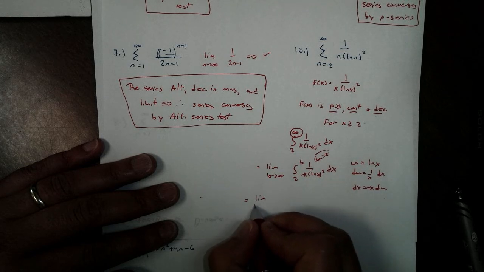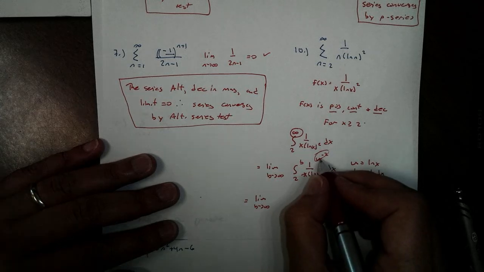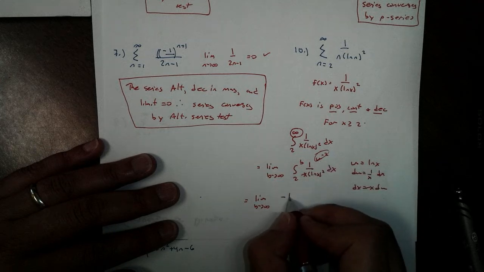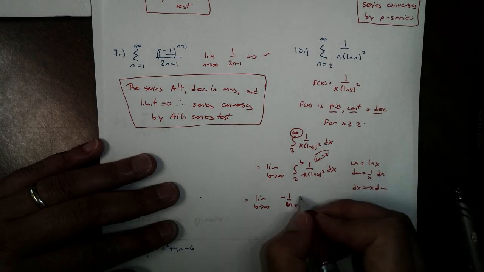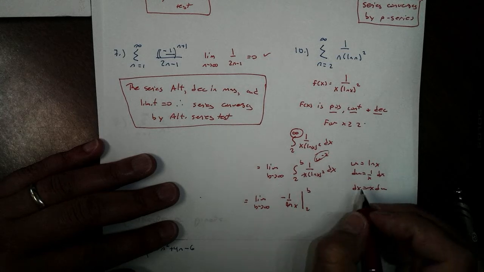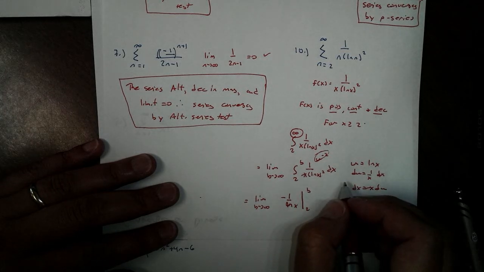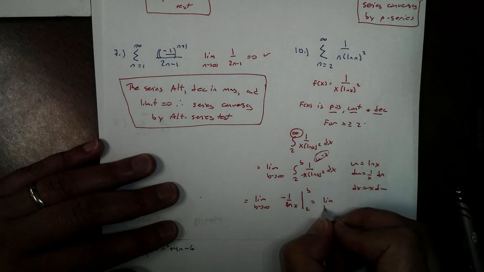The limit as b goes to infinity. If I integrate u to the negative 2, that becomes negative 1 over u, which is just negative 1 over natural log of x. So I'll go and plug that back in, and this becomes from 2 to b. Alright, so let's see here. The limit as b goes to infinity.